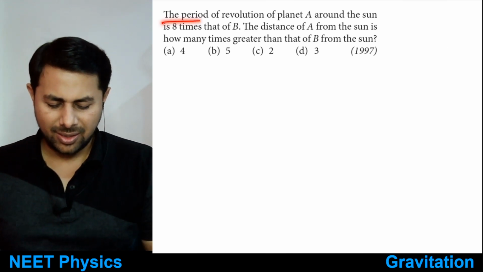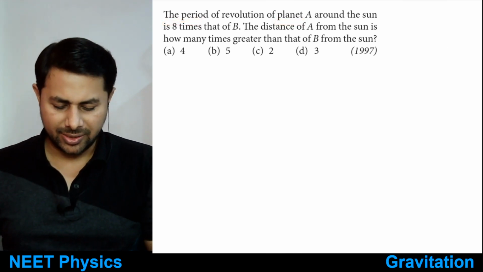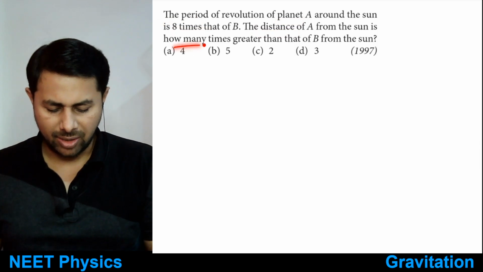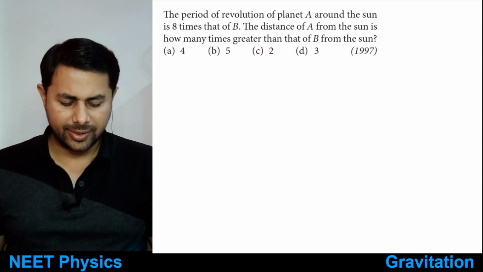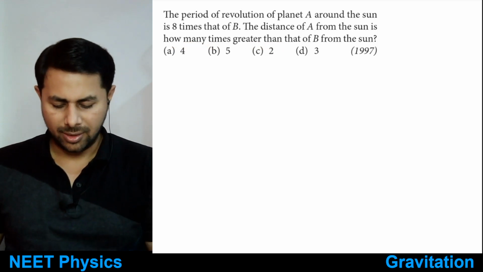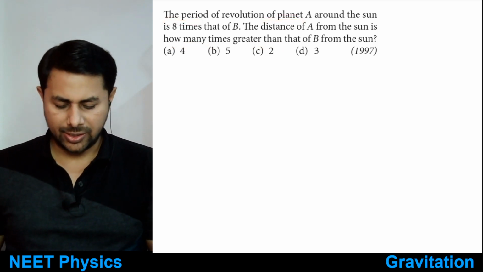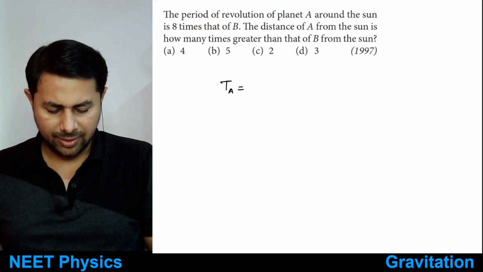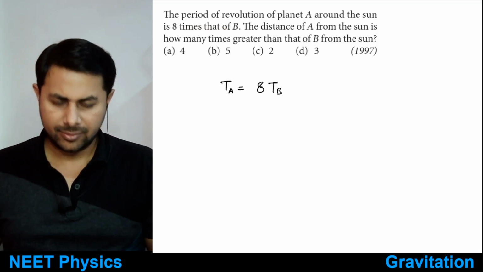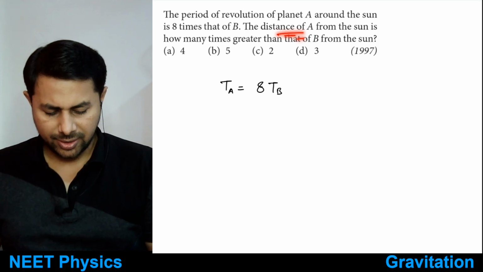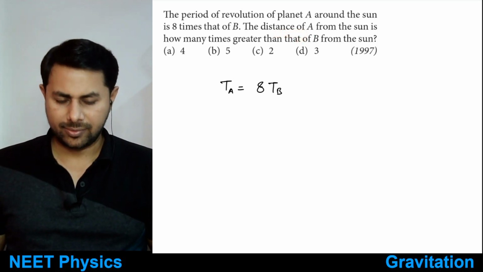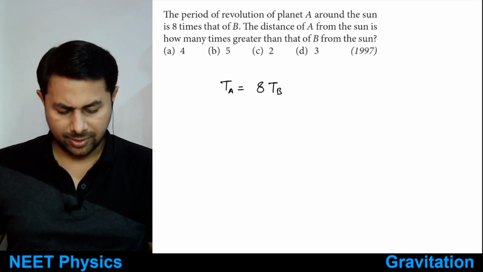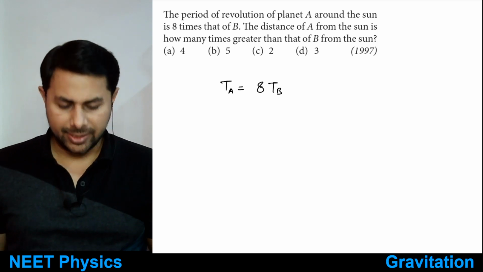Let's see the next one. The period of revolution of planet A around the sun is 8 times that of B. The distance of A from the sun is how many times greater than that of B from the sun? So the time period of A is equal to 8 times the time period of B. Then the question is, distance of A from the sun is how many times that of distance of B? Option A, it might be, let's check.